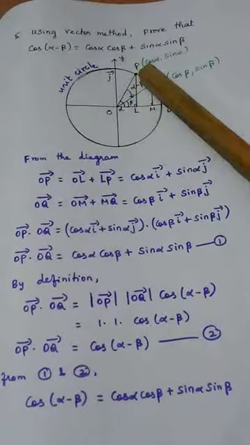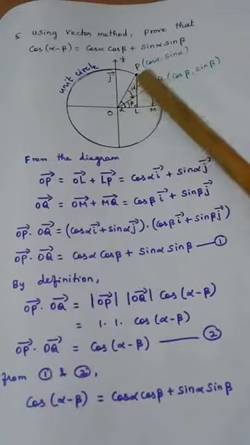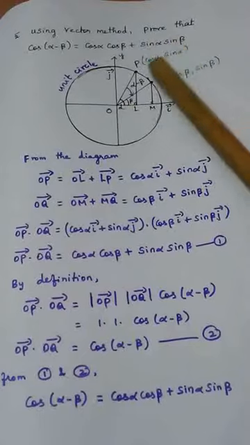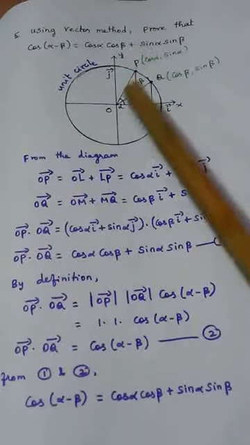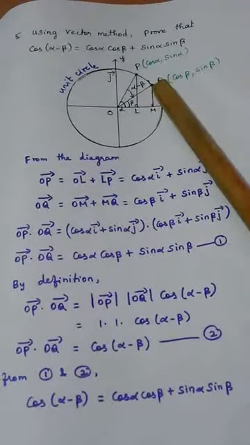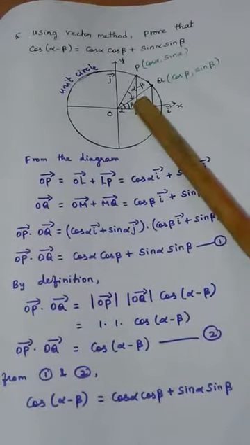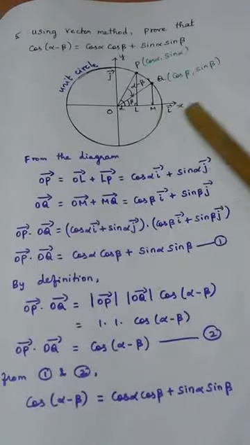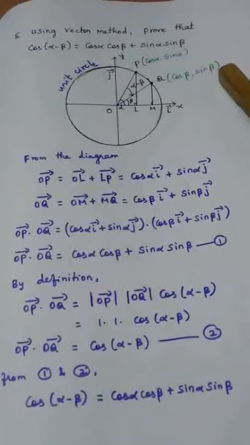This line OP makes an angle alpha with x-axis. Therefore, this point P becomes cos alpha, sin alpha. Similarly, the line OQ makes an angle beta. Observe the diagram carefully. The line OQ makes an angle beta with x-axis. Therefore, the point Q becomes cos beta, sin beta.